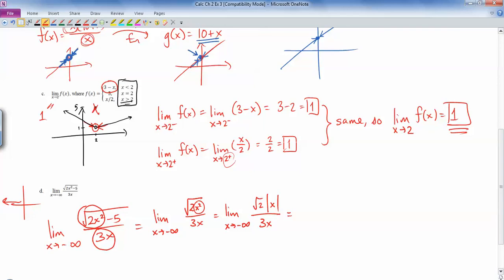Okay, so let's think about what happens when you plug in a really big negative number. The root 2 over 3 stays the same. And the absolute value of x over x, well, if I plug in a really big negative number here and divide it by a really big negative number there, that's just going to be a really big positive number divided by the negative version of itself. So that's negative 1. So this whole thing is negative root 2 over 3. Okay, I hope that helps some.